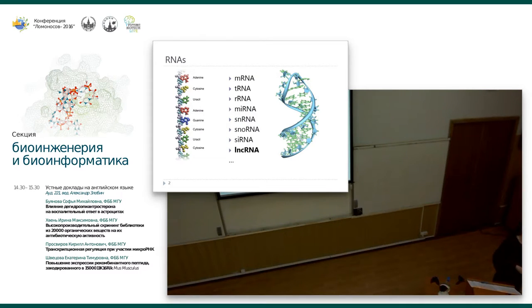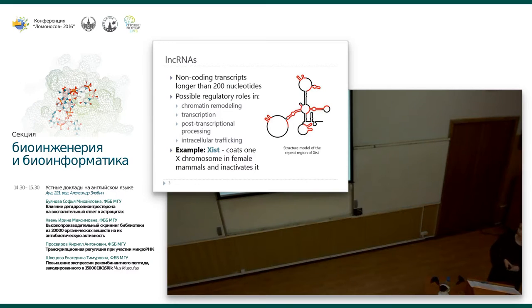As we all know, every cell contains a lot of different RNAs, and not all of them have known functions and properties. Among those are so-called long non-coding RNAs. LncRNAs are defined as non-coding transcripts which are longer than 200 nucleotides. Most of them have complex secondary structures and are thought to play possible regulatory roles in chromatin remodeling, transcription, post-transcriptional processing, and intracellular trafficking. For example, the lncRNA called Xist is known to coat one X chromosome in female mammals and inactivate it.